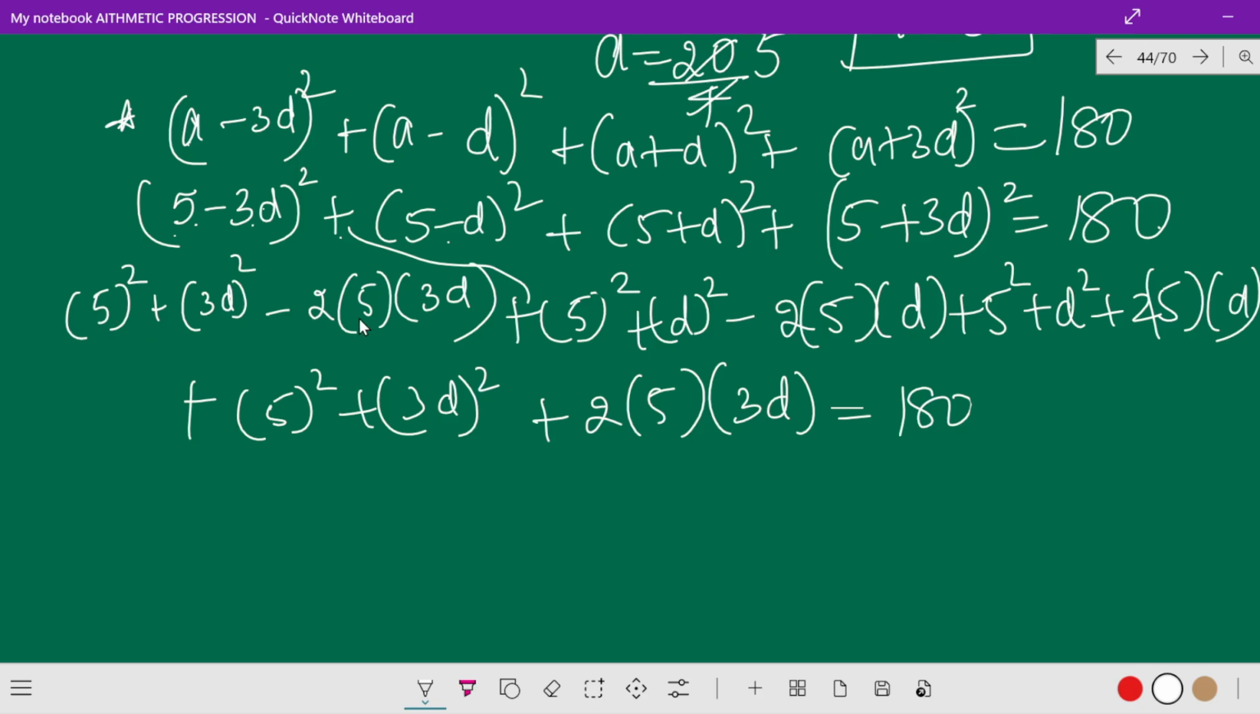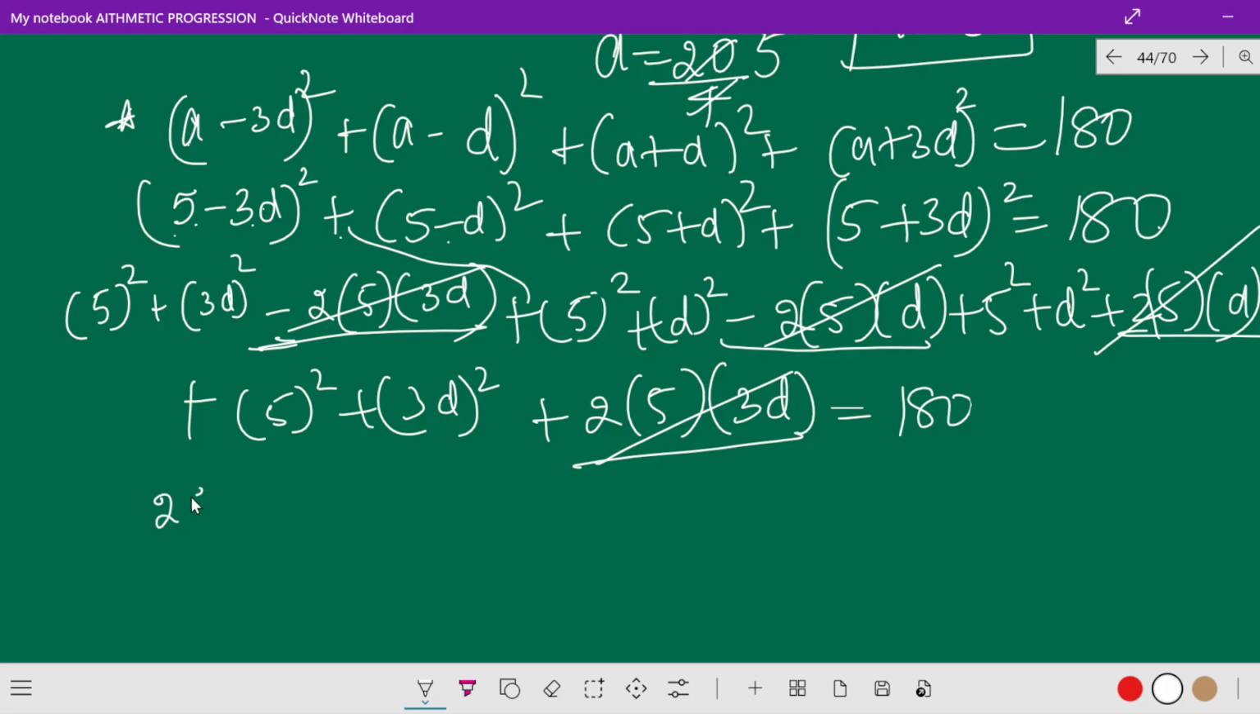Next, which terms can we cancel? Minus 2 into 5 into 3d and plus 2 into 5 into 3d cancel. Then minus 2 into 5 into d and plus 2 into 5 into d will get cancelled. Is anything else left? Yes, we have 5 square, 5 square, 5 square, 5 square. All these 5 squares we are going to add up, so we will get the answer.